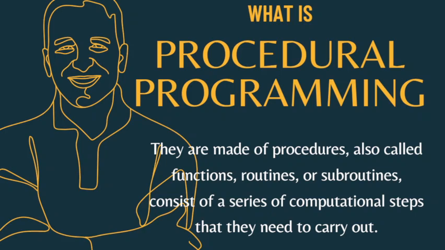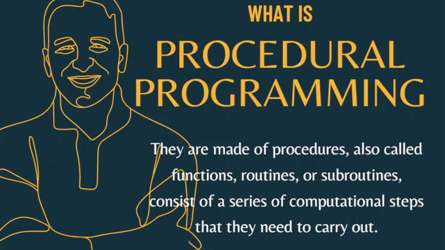So, what does it mean by procedural programming? By the word procedure, you would understand that procedural programming is just giving a certain set of steps to follow. In procedural programming, we have procedures, which we also call functions. If you have done C programming, you should know about functions. Some other languages call them routines, some call them subroutines.